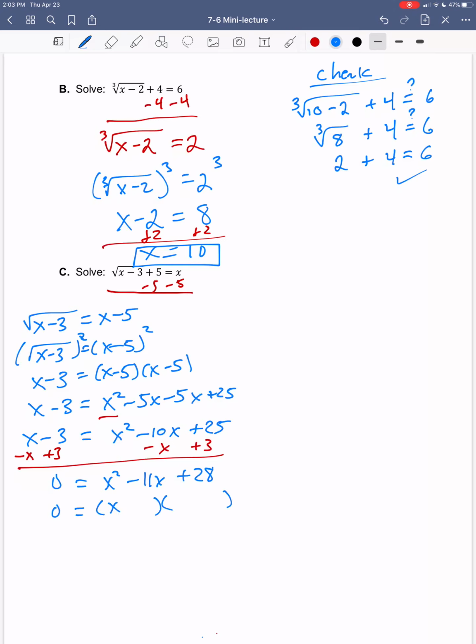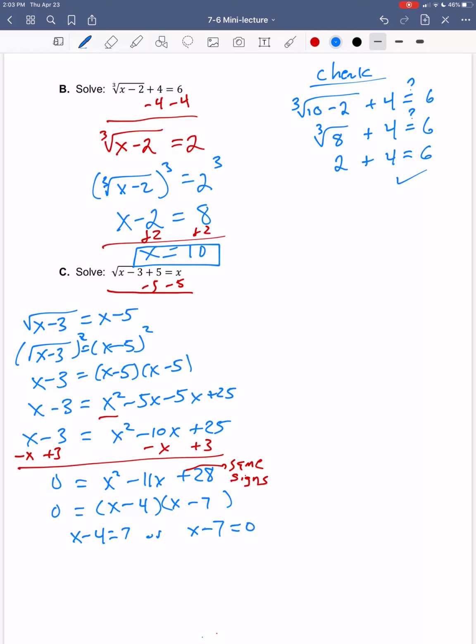So the x squared has to be x and x. Since it's positive 28, that means I need to have the same signs. So I need two numbers that are going to multiply together to give me that 28. And then they're going to be the same signs to give me 11. So I think 4 and 7, they'll both have to be minus for this to work. Remember how this works then? I've got these two factors multiplied to equal 0. I just set each factor equal to 0. So x minus 4 equals 0, or x minus 7 equals 0.